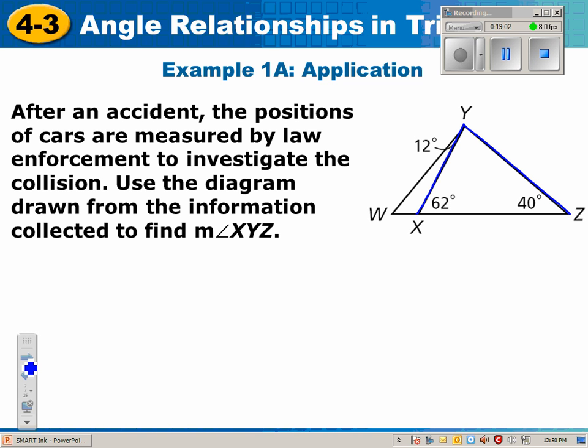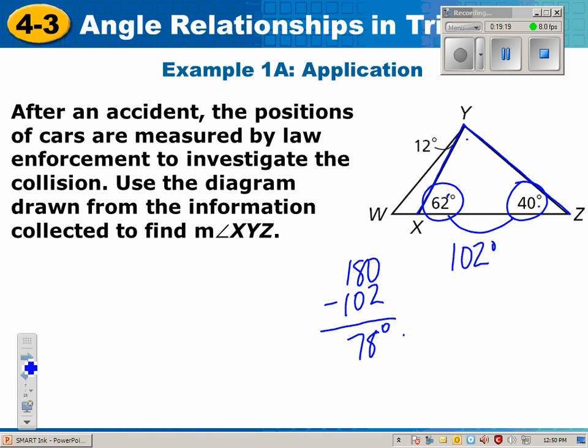Close, but I don't think it's 72. 78. Because 62 and 40 is what? 102. And what do we know that all 3 angles in the triangle have to be? 180. So 180 minus 102 is 78 degrees. Triangle sum. All of the angles in the triangle will add to be 180 degrees. Look at the next one and go ahead and find YWZ.